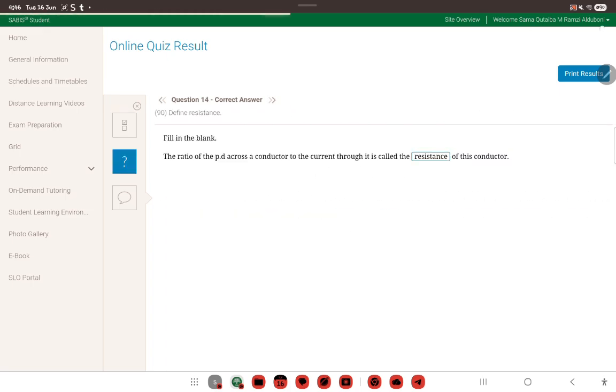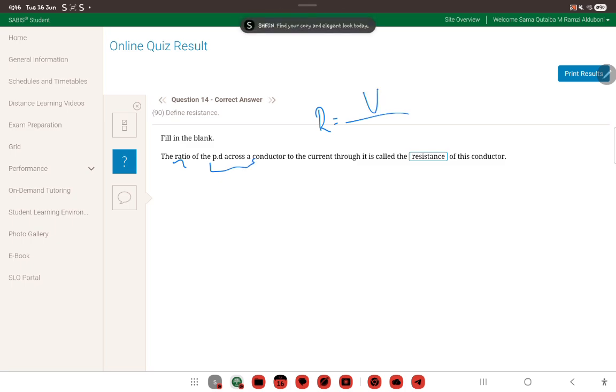Question 14. The ratio of the potential difference across a conductor to the current through it is called the resistance of this conductor. This is a formula. Like, define resistance. This is a definition and a formula, because we know R is equal to the ratio, or division, of potential difference, which is voltage, divided by the current. So R is equal to V over I, so it's the resistance.